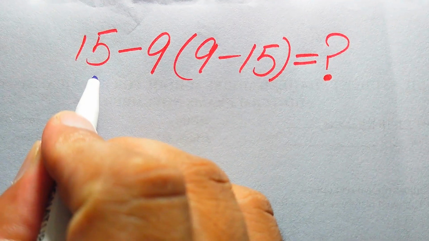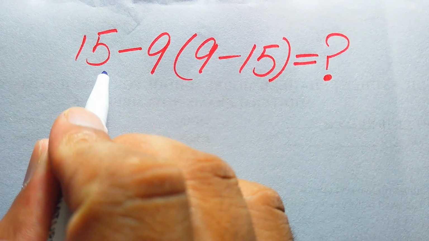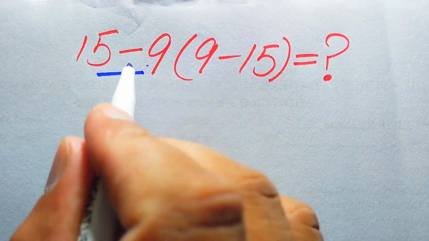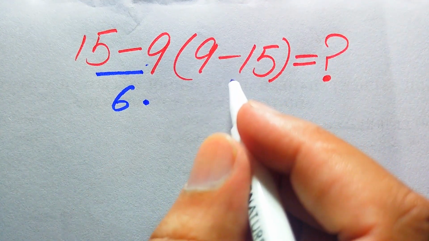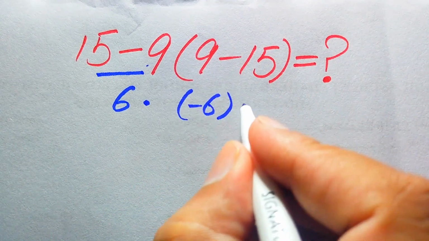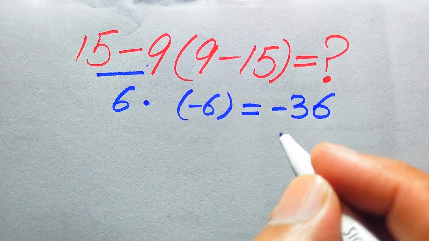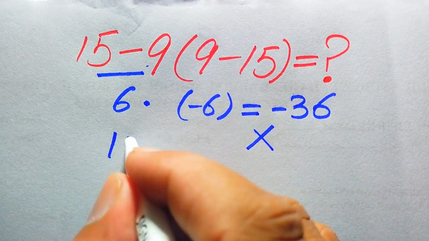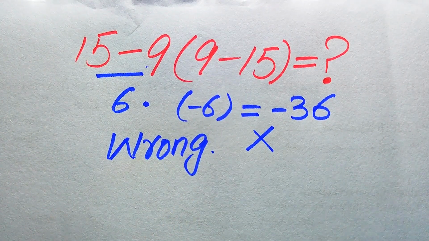Students solve this problem by directly subtracting these values. You know that 15 minus 9 becomes 6, times 9 minus 15 becomes minus 6. So students will get the final answer minus 36. But this is the wrong answer, or rather the wrong procedure to solve this problem. You cannot do these steps to solve this type of problem.